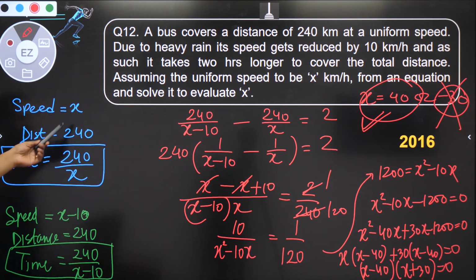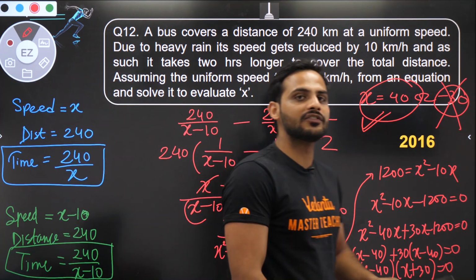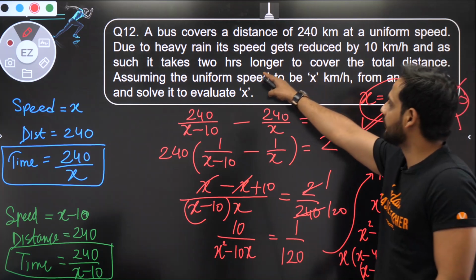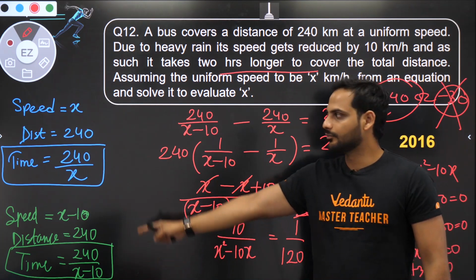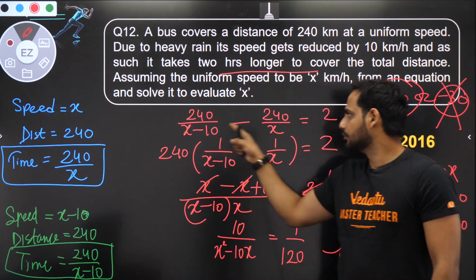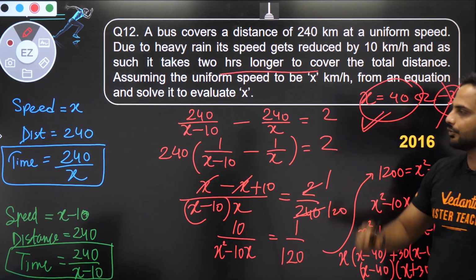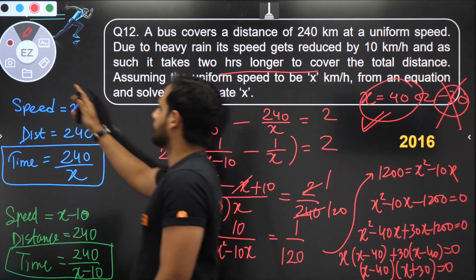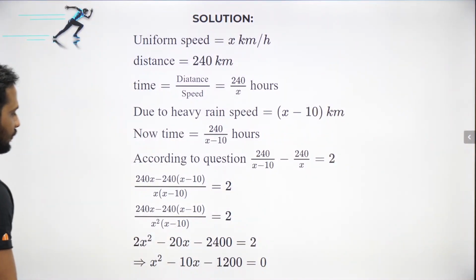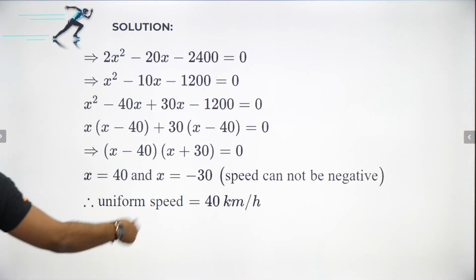So again, this is the normal part. I have found out the time in the blue equation. When rain was there, the speed was x minus 10, distance will remain the same. The new time is 240 upon x minus 10. So this time in green is 2 hours more than the time in blue, because it is saying due to heavy rain, it takes 2 hours longer. So green minus blue should be equal to 2. Solve this equation, you will get the value of x, which is equal to 40 km per hour. Okay, so I'll just show you the solution here one more time. So uniform speed will be what, beta?